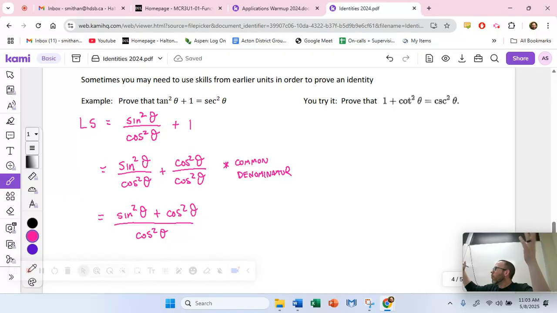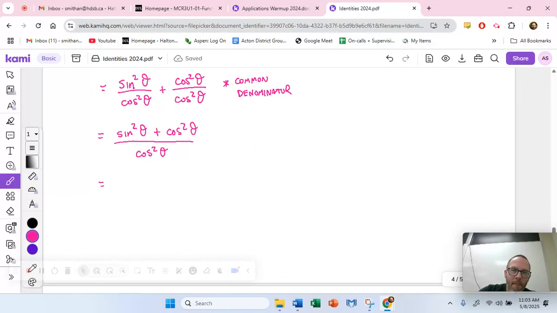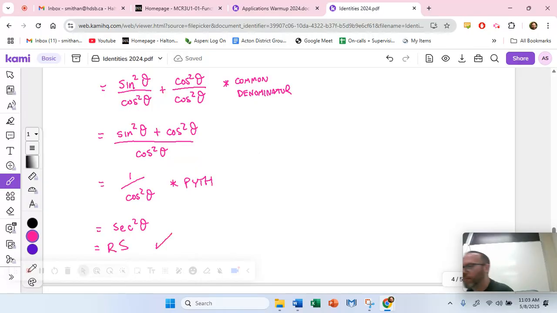What does sine squared theta plus cosine squared theta equal to? 1. That's from our Pythagorean identity, right? And wouldn't you know it, 1 over cosine theta, is that not the very definition of secant theta? 1 over cosine squared theta is equal to secant squared theta. That is the very right-hand side we were looking for. Guys, we did it.